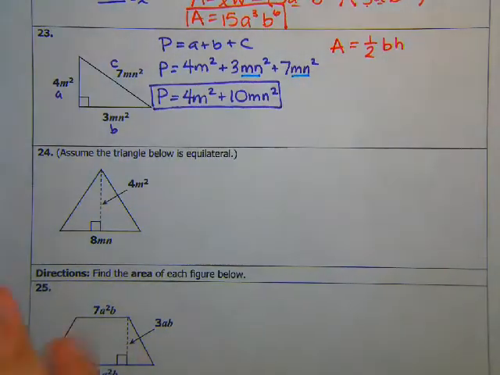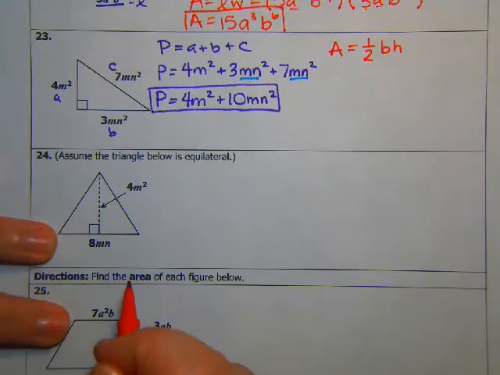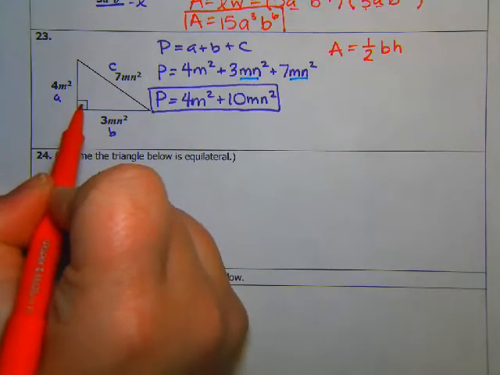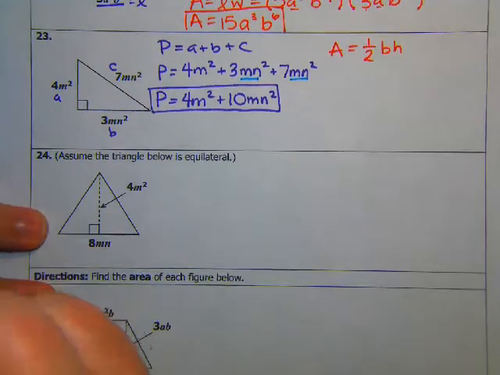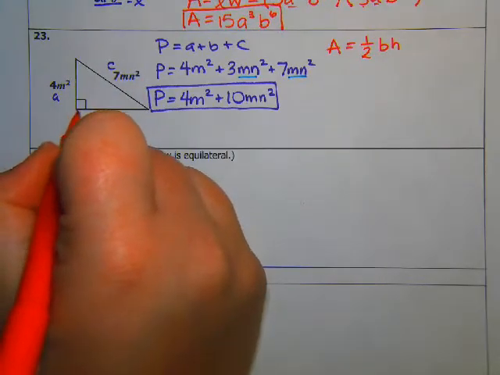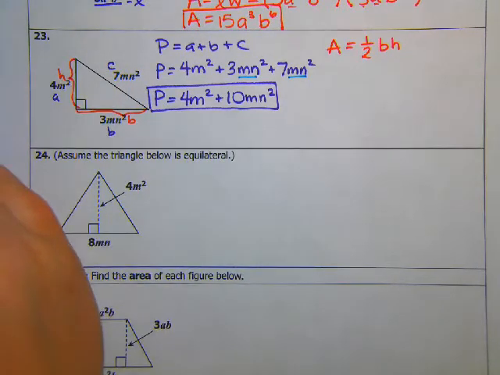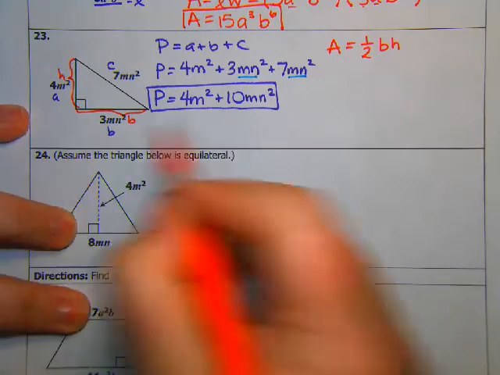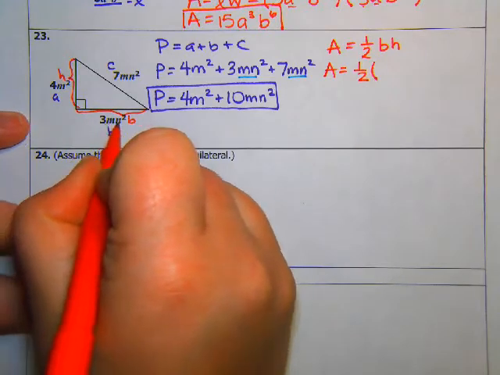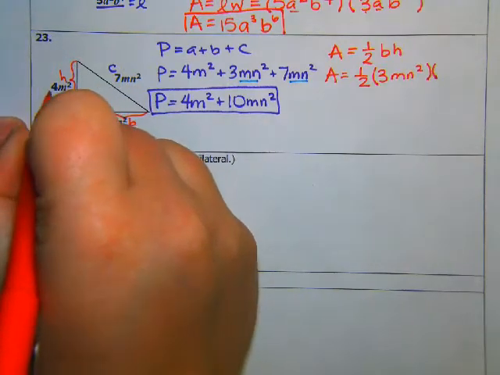You also might see it as base times height over 2. That's fine. So here's the thing about base and height. They have to be at a 90-degree angle because height is going to be perpendicular, which is what this little symbol means, to the base. So again, I don't expect you to necessarily know that. I thought you learned it in middle school, but you never know. So let's call this the base, and this would be the height, because they're at a 90-degree angle. So we have that the area is equal to 1/2 base, which is 3mn squared, times the height, which is 4m squared.